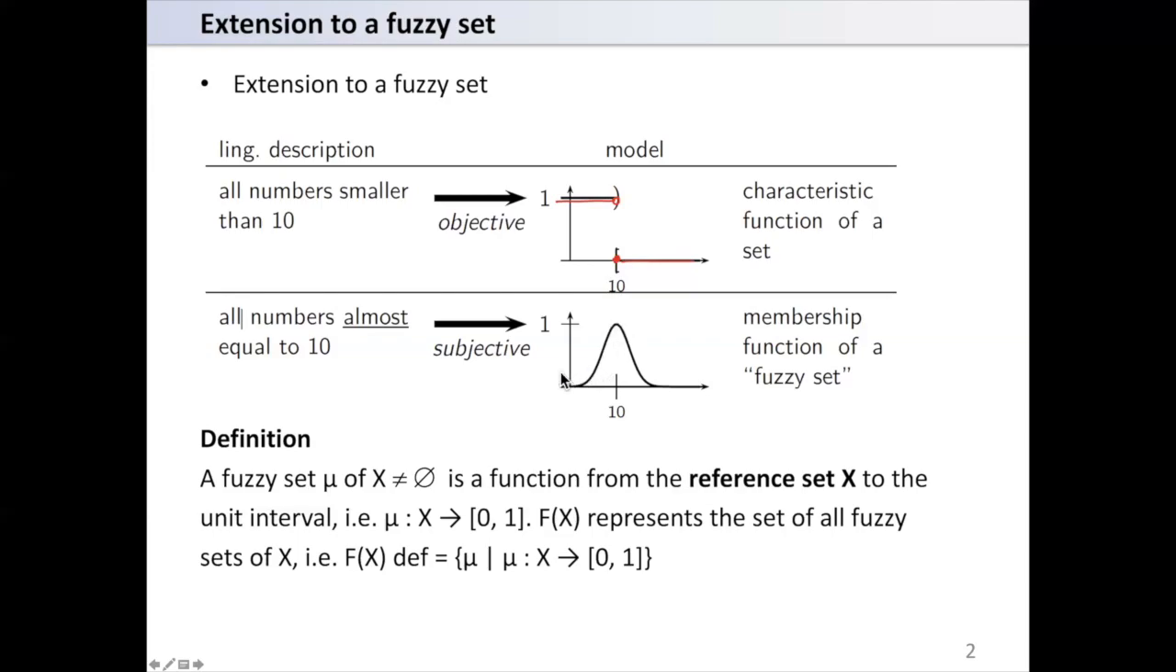A fuzzy set mu of X, where X is the reference set, which is not empty, is a function from the reference set X to the unit interval, that is, mu is a function from X to the interval [0, 1]. F(X) represents the set of all fuzzy sets of X, that is, F(X) is defined as the mu values such that mu is from X to the interval [0, 1]. So any function satisfying this condition is a fuzzy set.